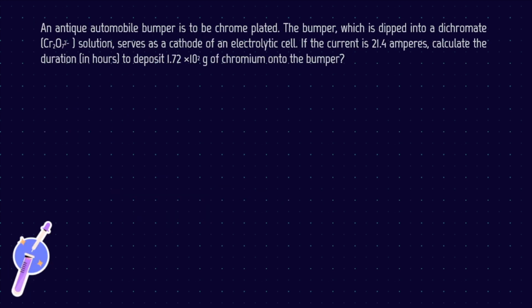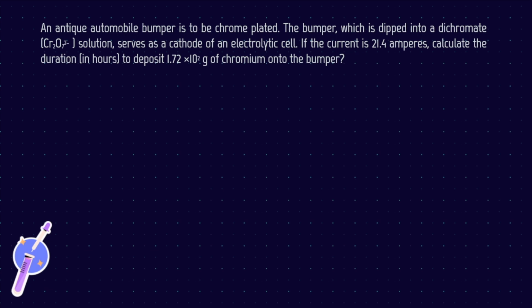Question number 7. An antique automobile bumper is to be chrome plated. The bumper, which is dipped into the dichromate solution, serves as the cathode of an electrolytic cell. If the current is 21.4 ampere, calculate the duration in hours to deposit 1.72 times 10 to the power of 2 gram of chromium onto the bumper.